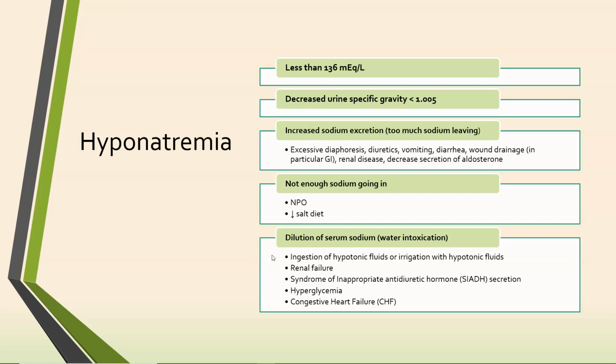Other things to consider are dilution of serum sodium. This can happen through water intoxication. It can happen through ingestion of hypotonic fluids or irrigation with hypotonic fluids, renal failure, syndrome of inappropriate antidiuretic hormone secretion, also known as SIADH, which you will learn more about in depth during endocrine, hyperglycemia, or with congestive heart failure.